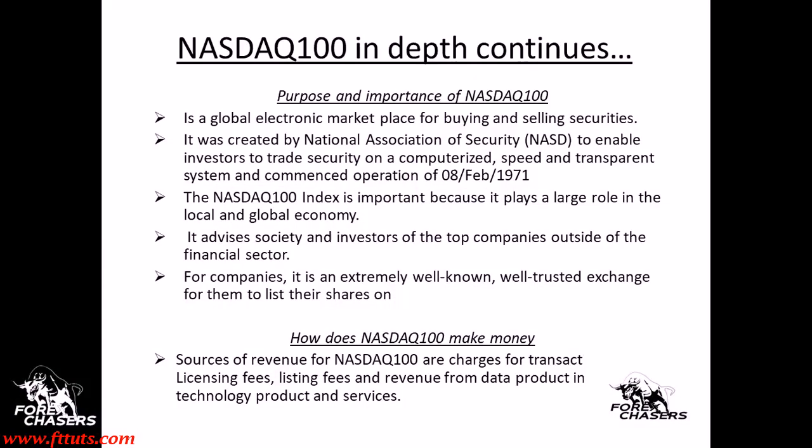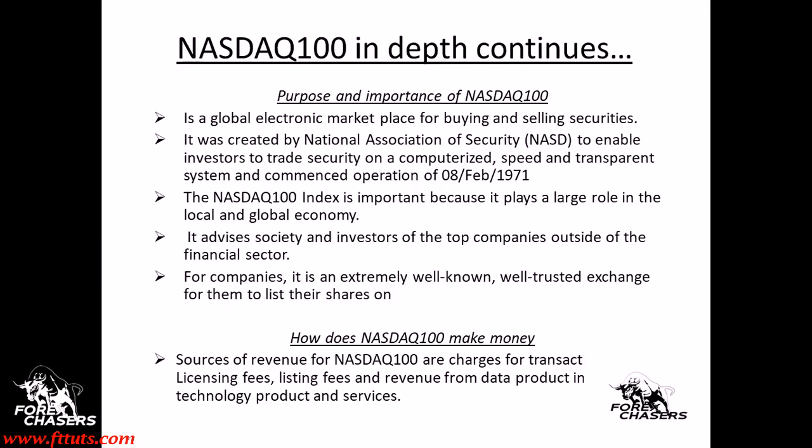The Nasdaq index is important because it plays a large role in the local and global economy. It plays a major role in the global and local economy all over the world, but it's based in the USA, so it plays a very important role in the economy of the United States of America.